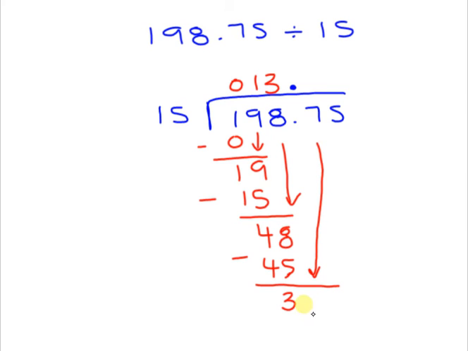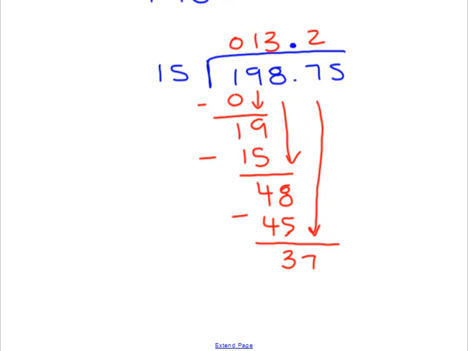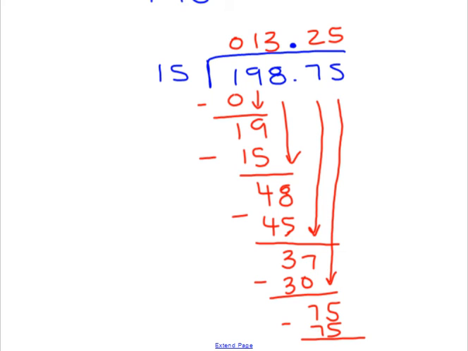Bring down the 7. 15 goes into 37 2 times. 2 times 15 is 30. 37 minus 30 is 7. Bring down the 5. And 15 goes into 75 5 times. And 5 times 15 is 75. Subtract, and you end up with 0. So each class costs $13.25.